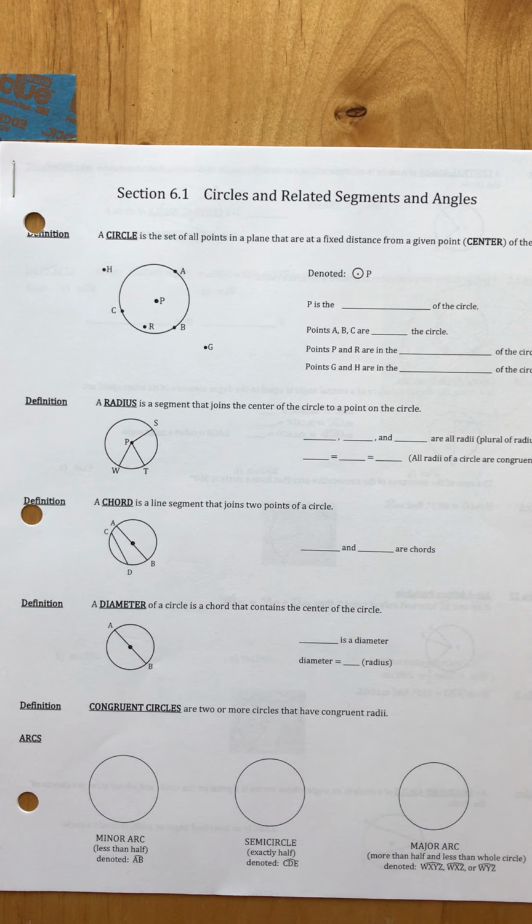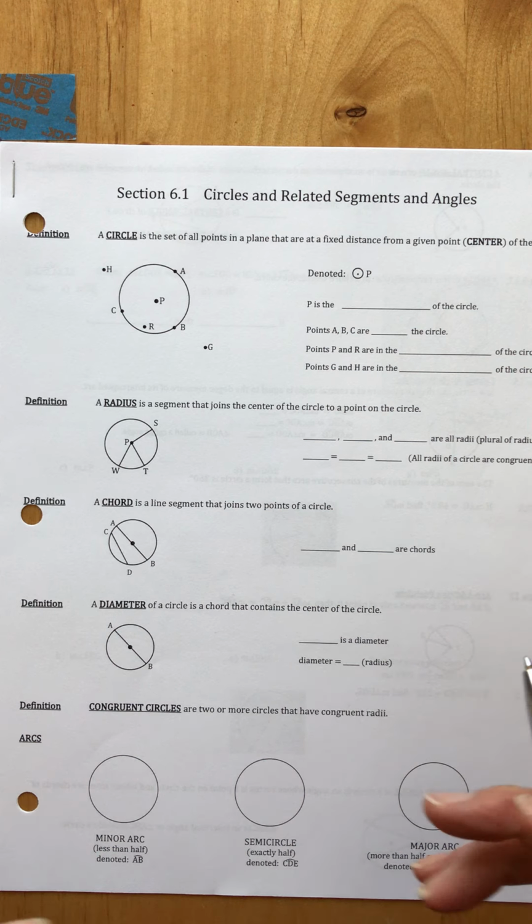Okay, this is section 6.1, page 1, and we've got lots of definitions because we're starting a new chapter on circles. So a circle is the set of all points in a plane that are at a fixed distance from a given point, which is called the center of the circle. So if you wanted to draw a circle perfectly, you have your compass to do that.